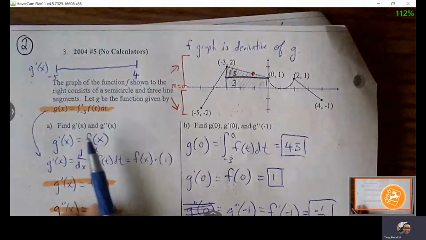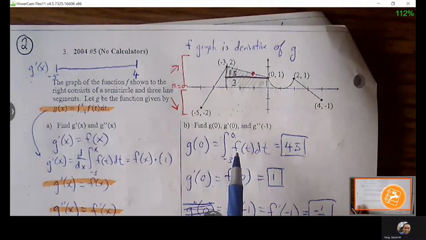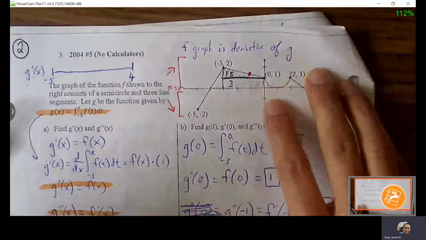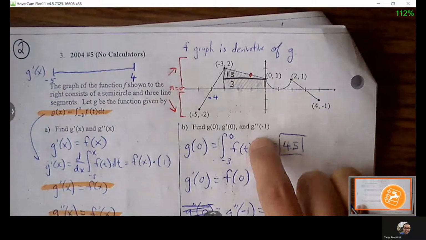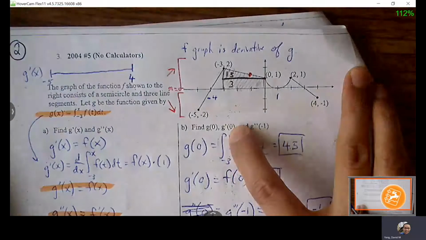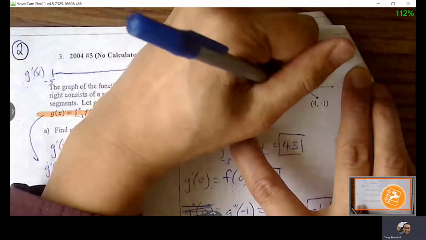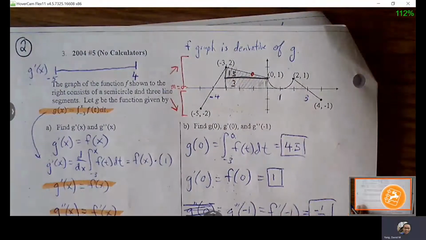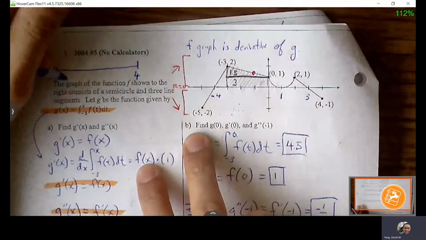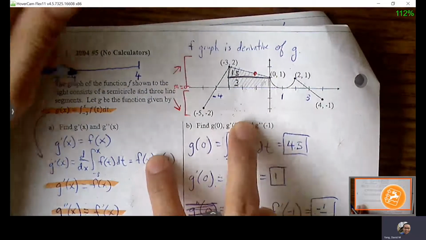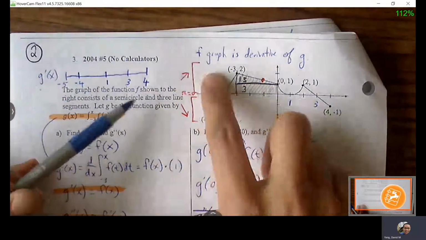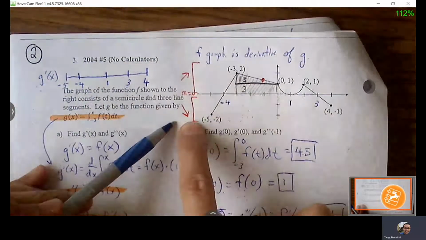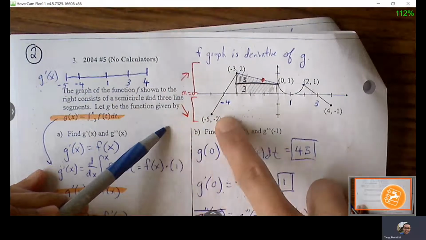What are my critical points here for my g graph? Okay, -4. Where else? Yep, 1. One more. 3. So these are where my graph is potentially going to hit a relative max or relative min, because those are where the slope zeros will be. I'll place them onto my slope sign line.